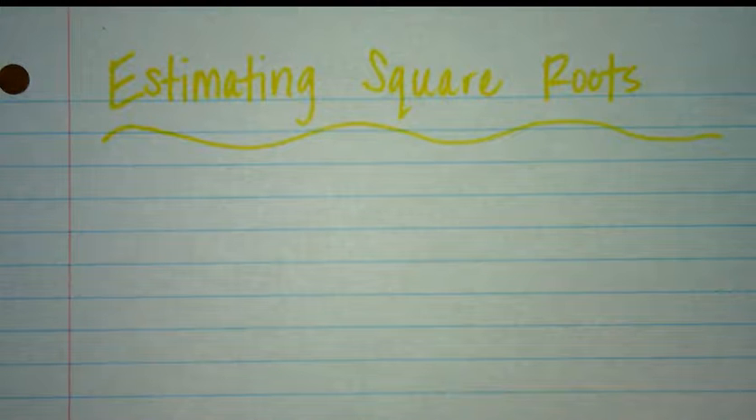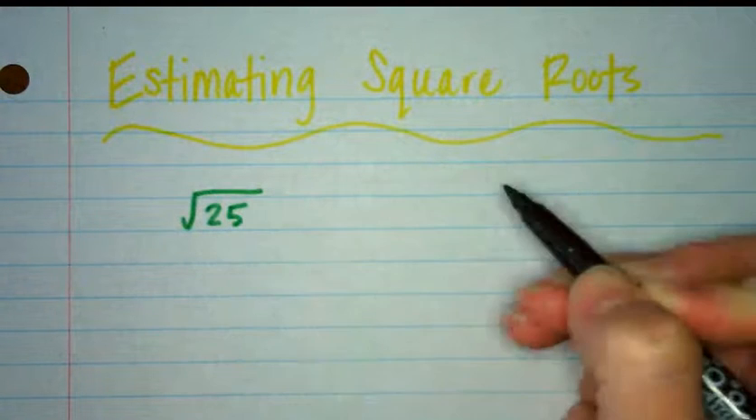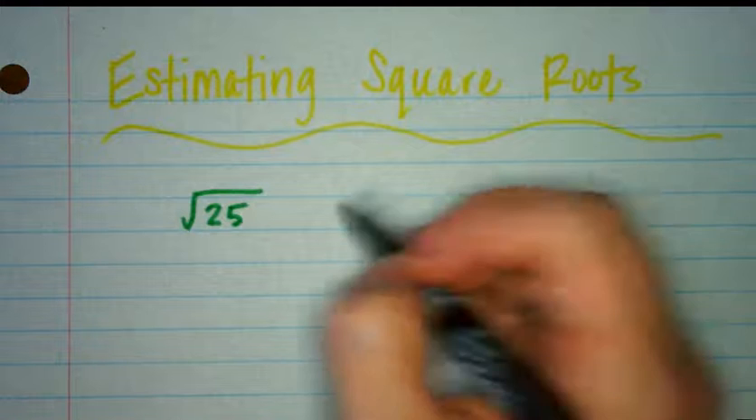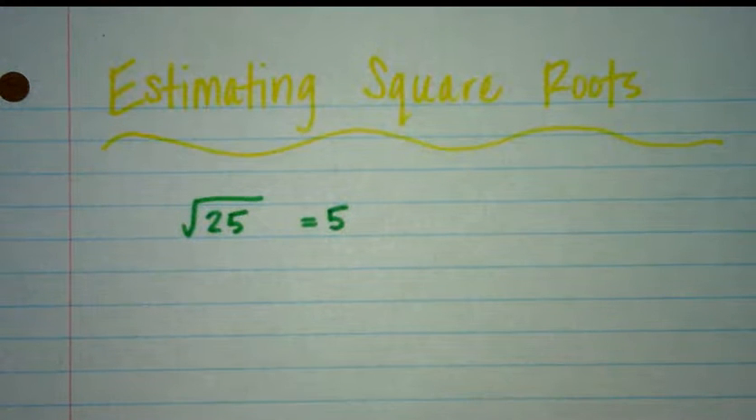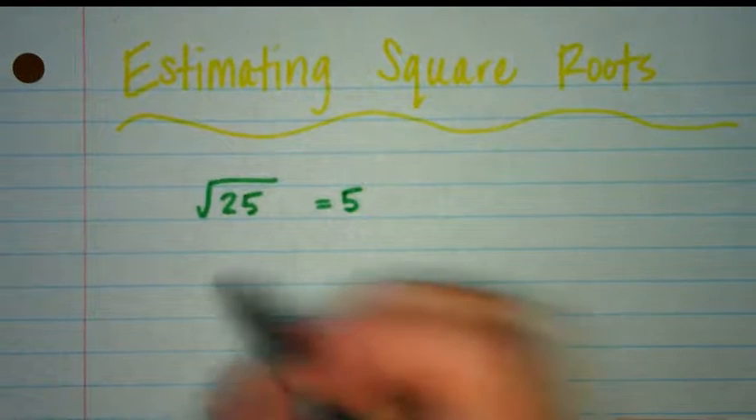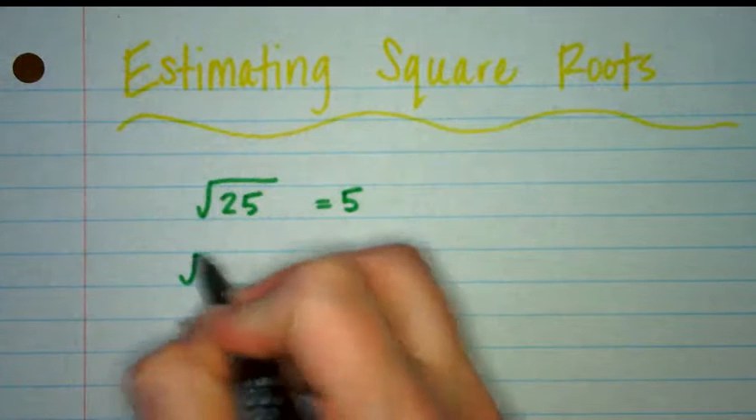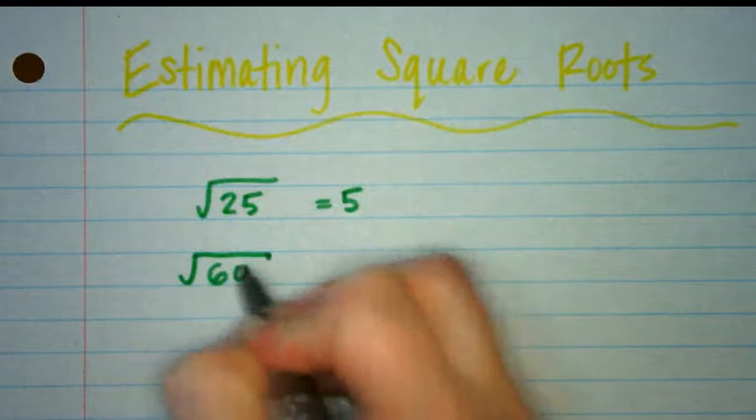The reason we're estimating is because the number we're trying to take the square root of is not a perfect square. If we were trying to take the square root of 25, 25 is a perfect square, so the square root of 25 is 5. There's no need to estimate that. The types of numbers that we are estimating are the ones that are irrational, and they're the ones that are not perfect squares. So let's say we want to estimate the square root of 60.